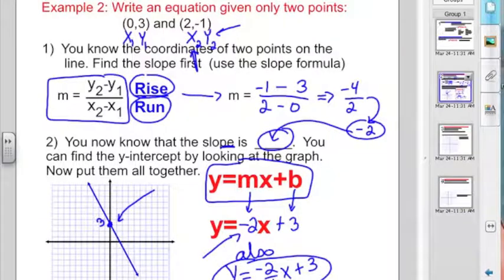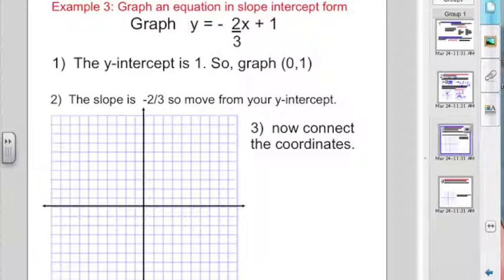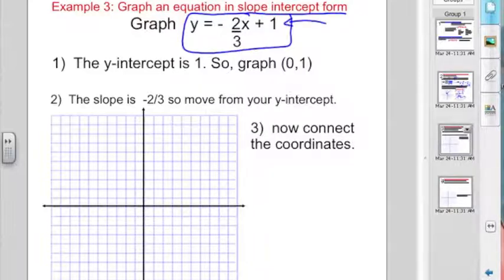All right, on to example 3. Now we want to graph the equation. They already gave it to us in slope-intercept form. So this is probably the easiest form of an equation to graph, because you can start right off with the y-intercept. It's at (0, 1) right here.